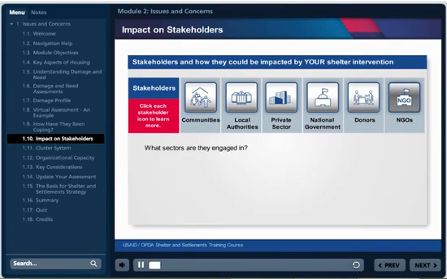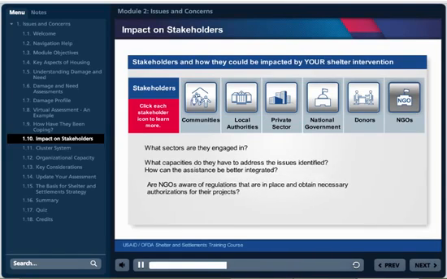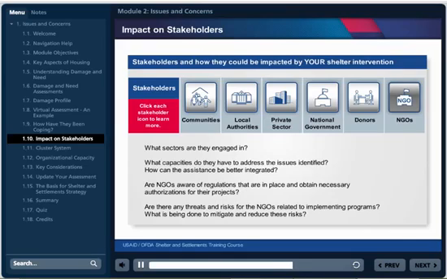What sectors are they engaged in? What capacities do they have to address the issues identified? How can the assistance be better integrated? Are NGOs aware of regulations that are in place and obtain necessary authorizations for their projects? Are there any threats and risks for the NGOs related to implementing programs? What is being done to mitigate and reduce these risks?